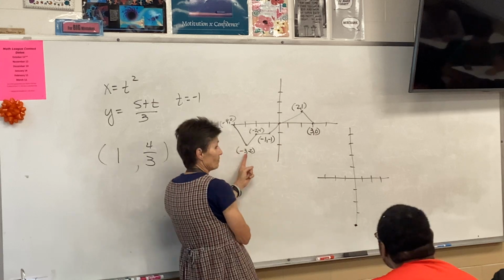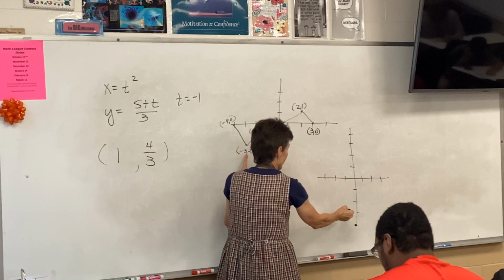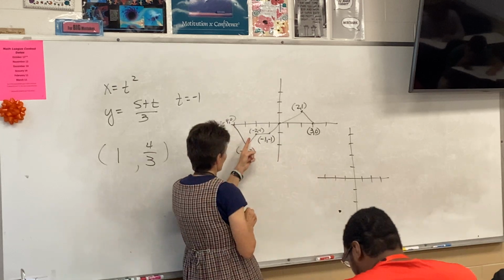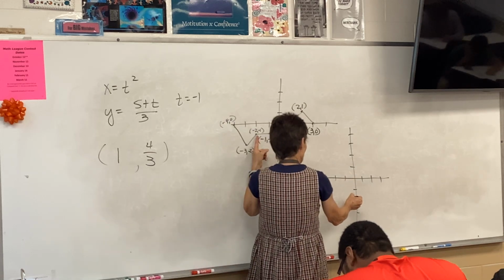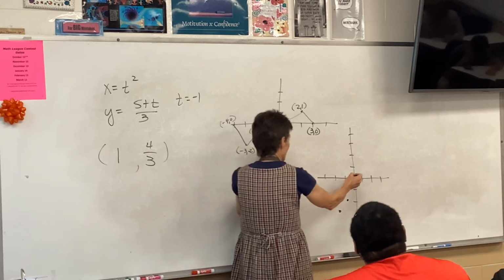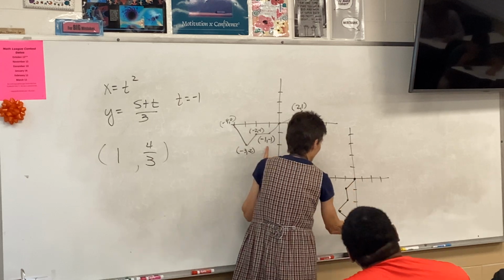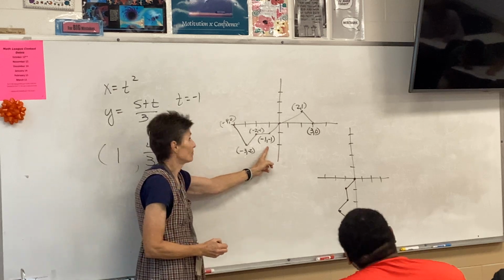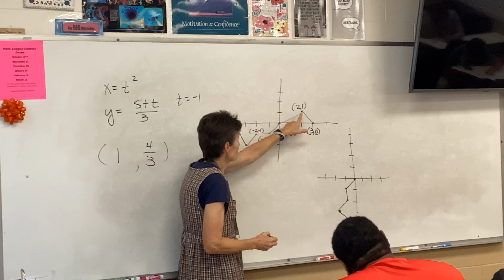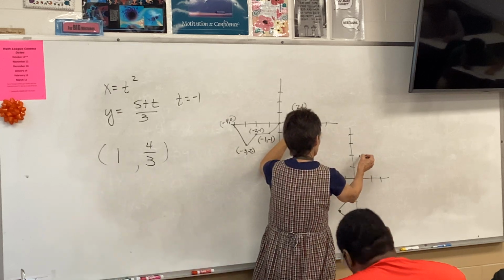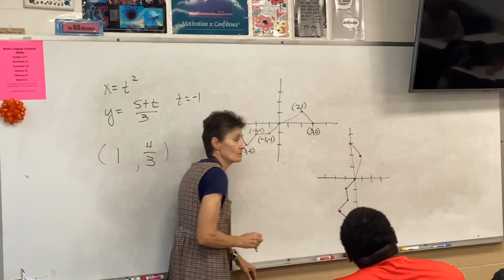How about this one? -2, -3. How about this one? -1, -2. -1, -1, and 0, 0. So far, that's what I have. I did all these. This one would be 1, 2, and 0, 3. And there's your inverse.